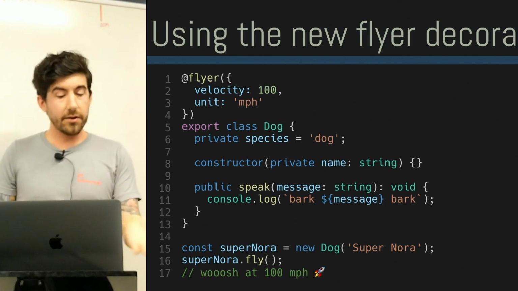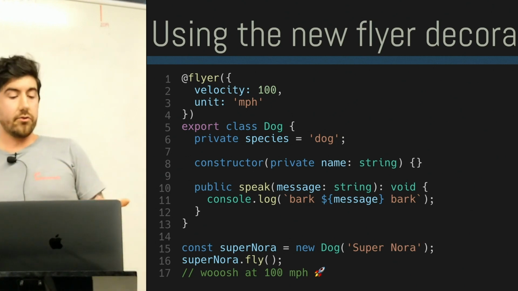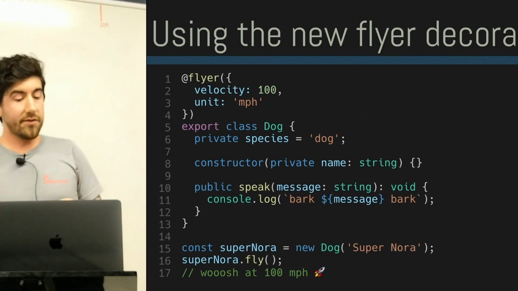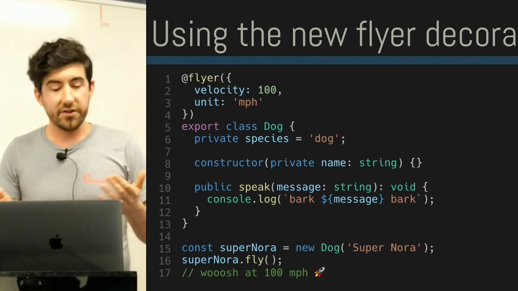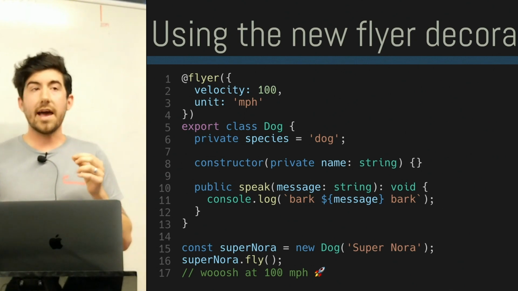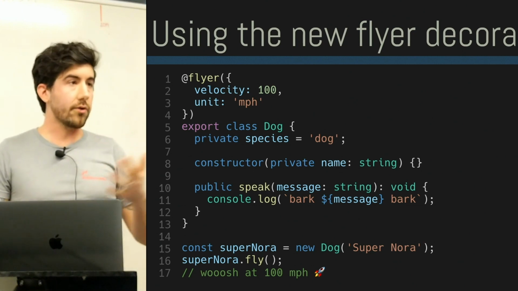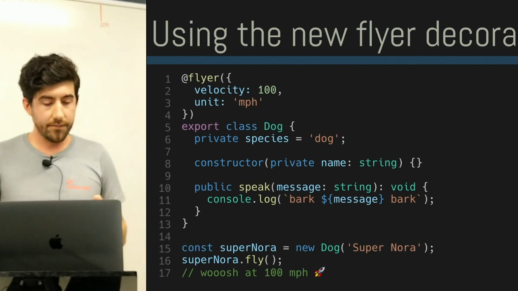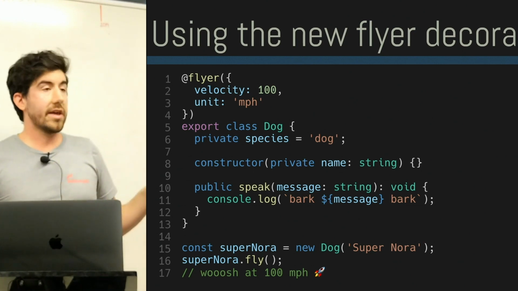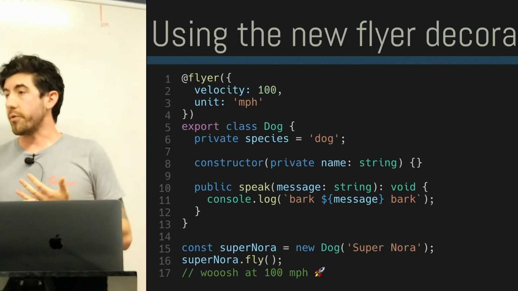So now if we look down at the bottom, we do the same thing, instantiate a new dog, call .fly on it, and now we have a more descriptive output. And we could have configured this however we wanted, and you don't have to have one decorator for each of these configurations. We could do one in kilometers per hour if we want to specify different ways. So now this looks a lot more like component, and this is exactly what Angular is doing under the hood.